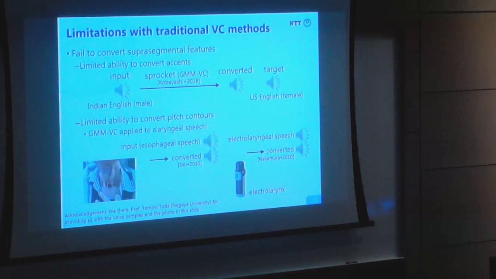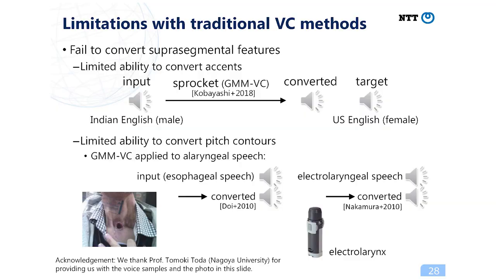And if we use the conventional VC method to predict pitch contours from the input speech, the converted speech will sound like this. Well, actually, this is a Japanese example, so it's hard for you to tell whether this is natural or not. But for Japanese, you may perceive this as quite an unnatural pitch contour. And this one is the second example.